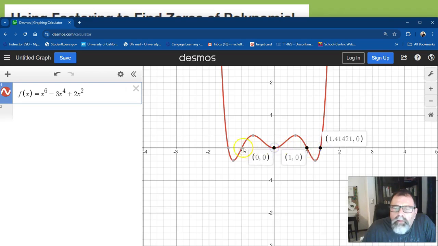So there's your 5, and we're going to learn about this behavior here. See how it came down and that turning point was actually on the x-axis? We'll talk about that again a little bit later. It's related to that multiplicity, the x squared, multiplicity 2. So we're going to talk about that later in this section. All right, let's move on.